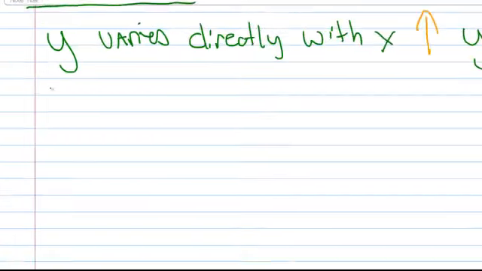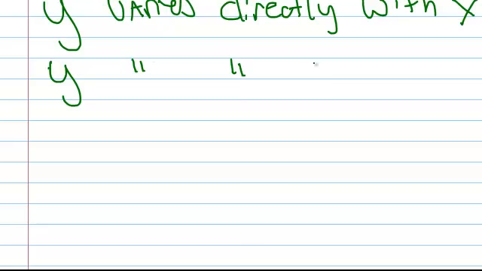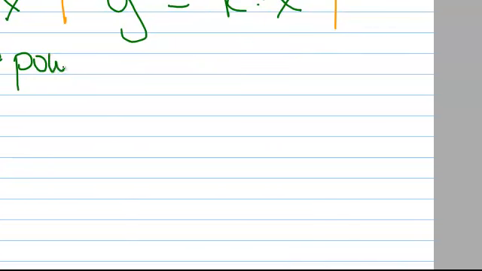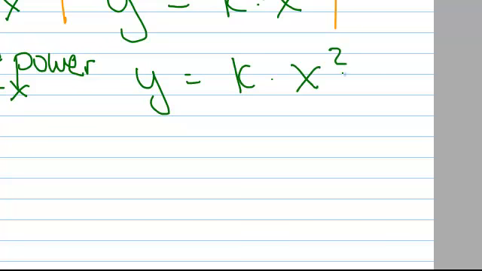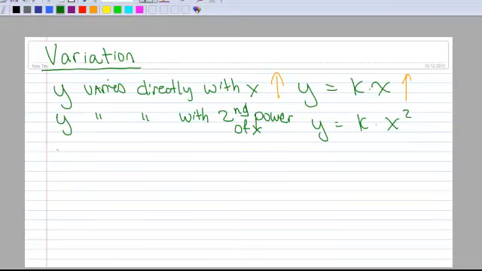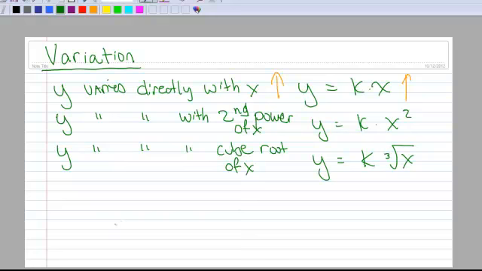You could also have something that says y varies directly with the second power of x. And the way I would write that is y equals k times x to the second power. You might also have something that says y varies directly with cube root of x. And then we would write that as y equals k times the cube root of x. So see how I'm making equations out of all these words?